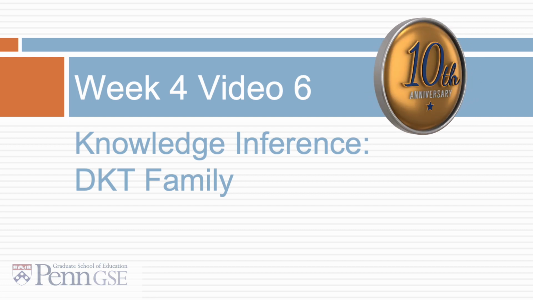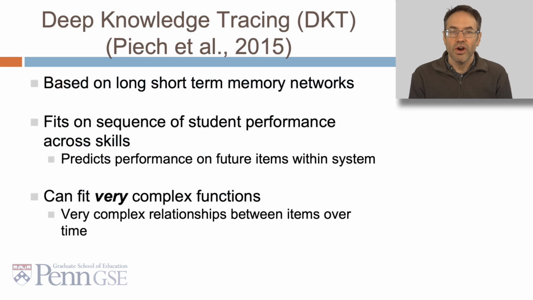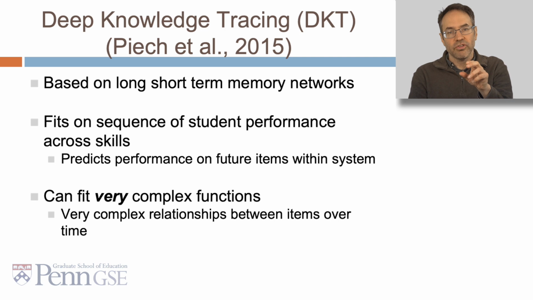Today we're going to discuss the deep knowledge tracing family of algorithms. Our story starts with DKT, Deep Knowledge Tracing, by Chris Piech and his colleagues. Deep knowledge tracing is based on long short-term memory networks, and it fits on a sequence of student performance across skills, predicting performance on future items within the system. Like all neural networks of its sort, it can fit very complex functions, very complex relationships between items over time.